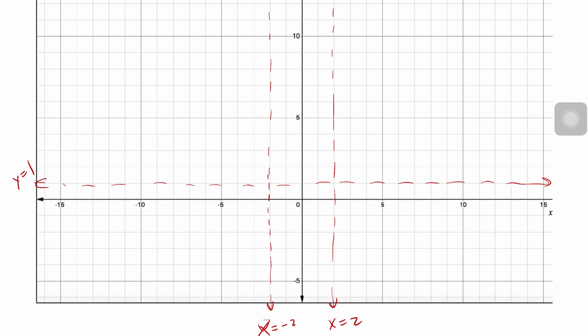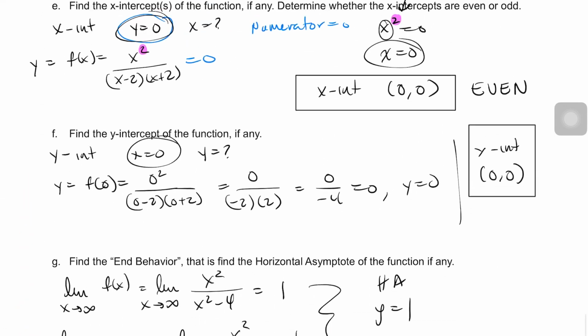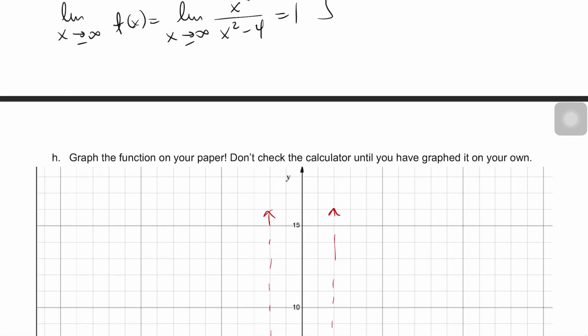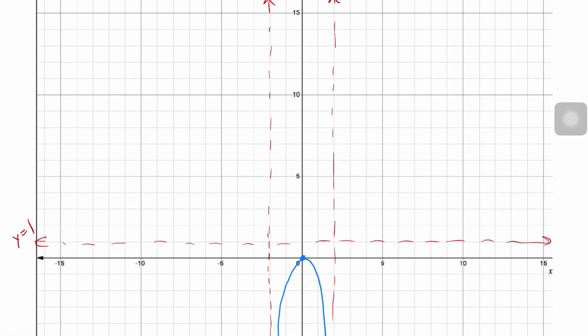Now, do you guys remember that we also had an x-intercept? That's going to be a point on the graph, right? At x equals 0, y equals 0. Because that was even, that means that this is going to be bouncing off the point, right? So that means it's going to touch it and it's going to bounce back.